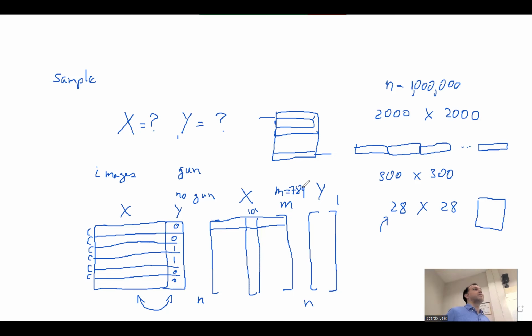See? So to review, the X matrix refers to the sample data itself, Y refers to the label, and then M is the number of features. M is the number of features, yes.